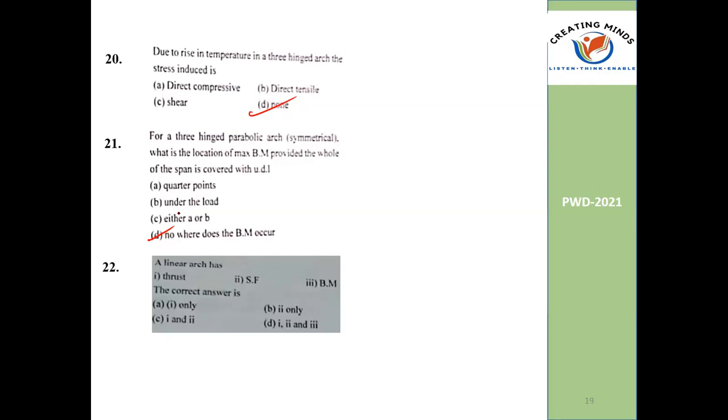Linear arch has... Any guesses? Option A. Someone has answered Option A, right. Because whatever the kind of arch, it has only thrust. There is no shear force and there is no bending moment. That's the main point.